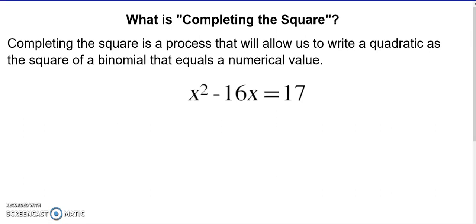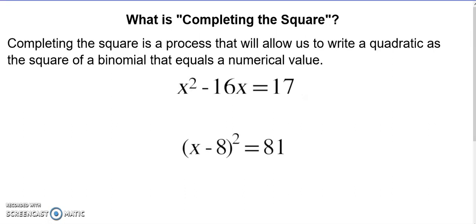So I'm going to give you any quadratic like this: x squared minus 16x equals 17. There are no parentheses, so it doesn't quite look right. What we're going to do is make it look like this, except we're going to do it twice because there's going to be an x and there's going to be a y, but you're going to see how to do that in class with your teacher tomorrow or the next time we meet.